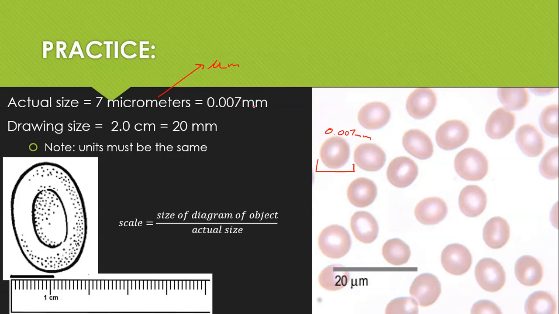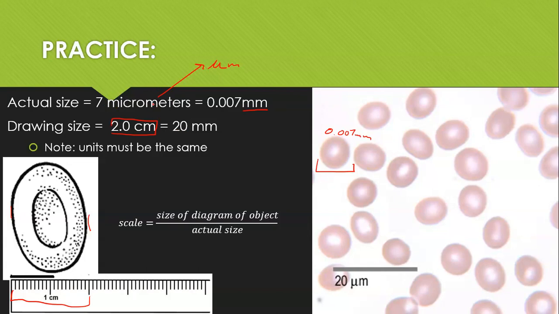Now, why is this important? Because I always have to use the same units when I'm comparing a drawing and the actual size of whatever I'm drawing. So here we can't use micrometers and then centimeters. My drawing, I measured at about 2 centimeters. If I take it from here to about here, that is roughly 2 centimeters. I can't use micrometers and centimeters, so I convert them to something in the middle. Each centimeter is equal to 10 millimeters, so 2 centimeters is equal to 20 millimeters.